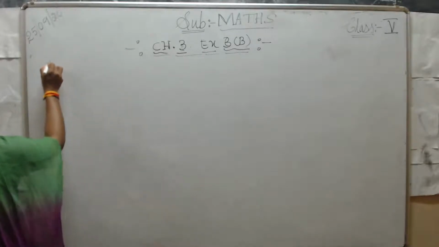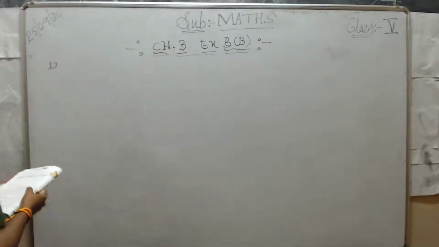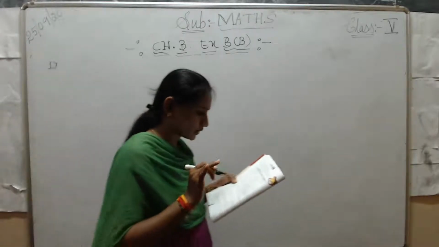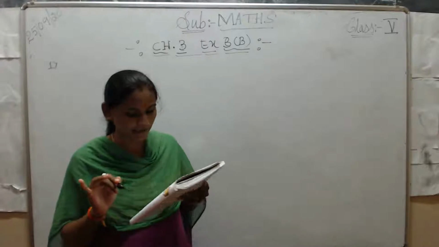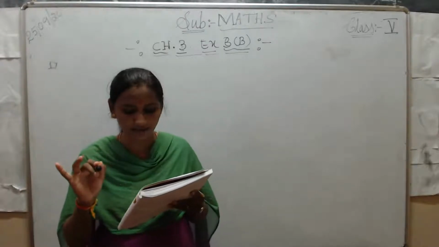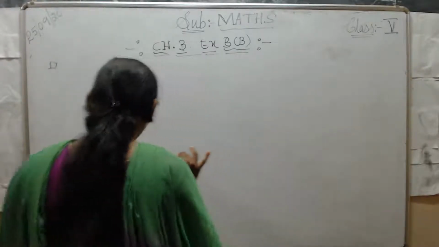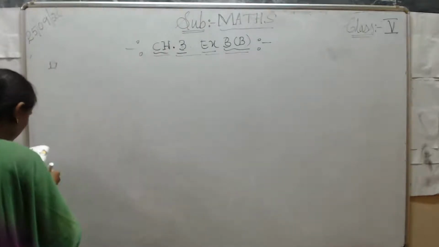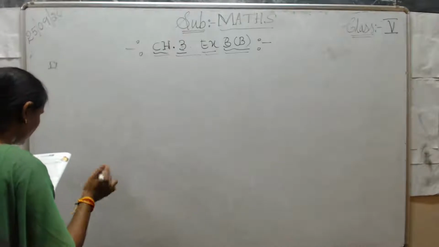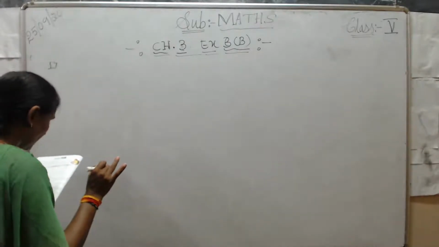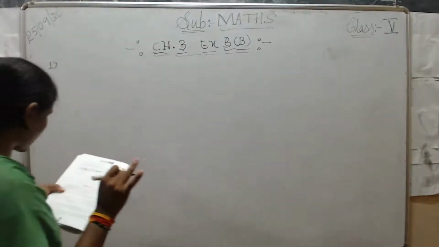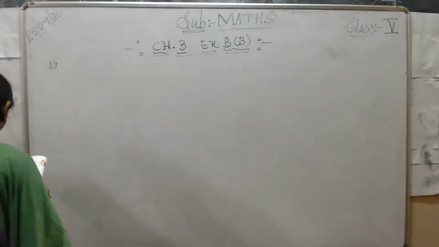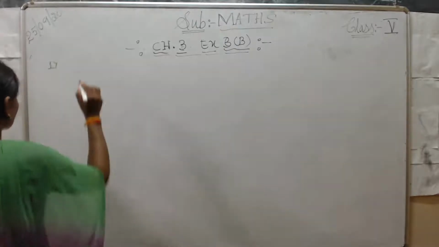So I will write the first question, the word problem. A textile mill produced 1 crore 15 lakh 26,725 meters of cloth last year, and second year means next, 1 crore 39 lakh 8,980 meters of cloth this year. Students, first I will write that question. Afterwards I will explain it.